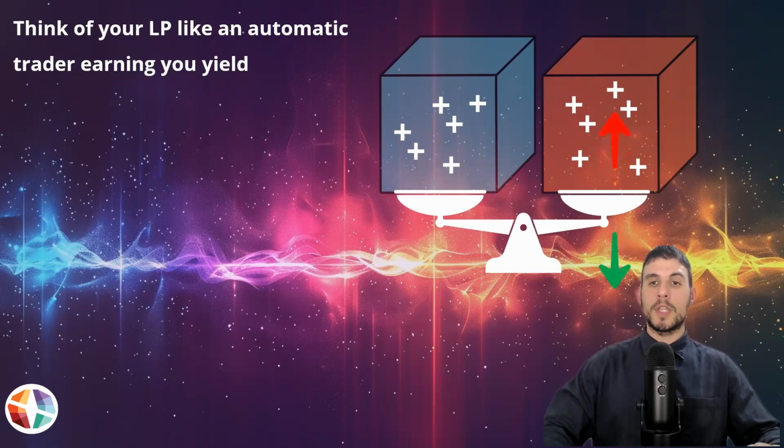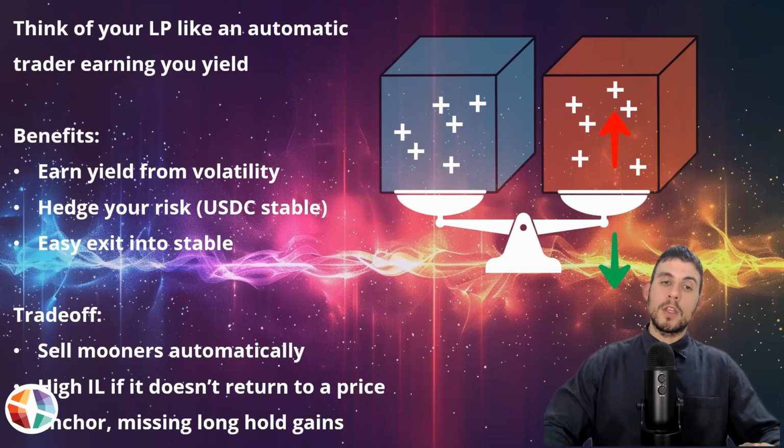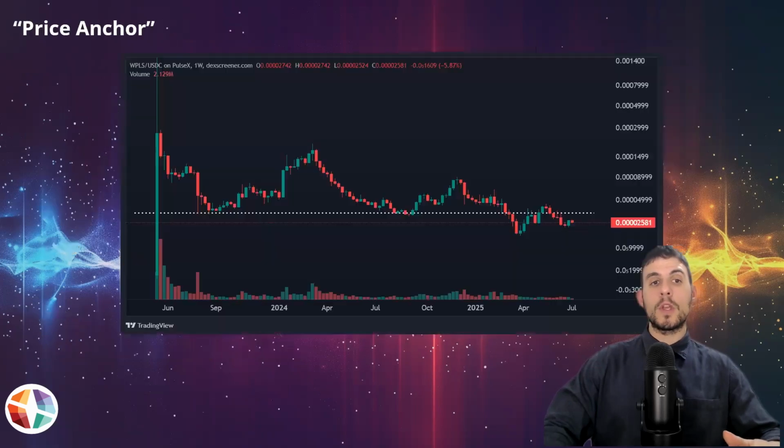So the benefits are you're earning yield from volatility. You're basically hedging your risks against the USDC stable, and it's an easy exit into the stable. The trade-off is you're selling Mooners automatically. So when Pulsechain is pumping, or any token is pumping, it's automatically selling it on the way up. So this is why you end up having high impermanent loss of the more valuable token. If it doesn't return to a price anchor, you're basically missing the long-term hold gains and the sell at the top.